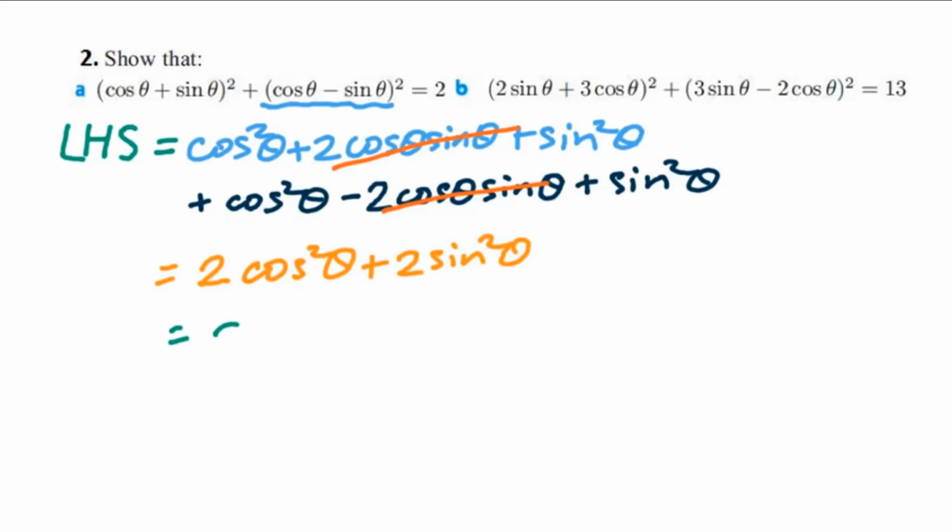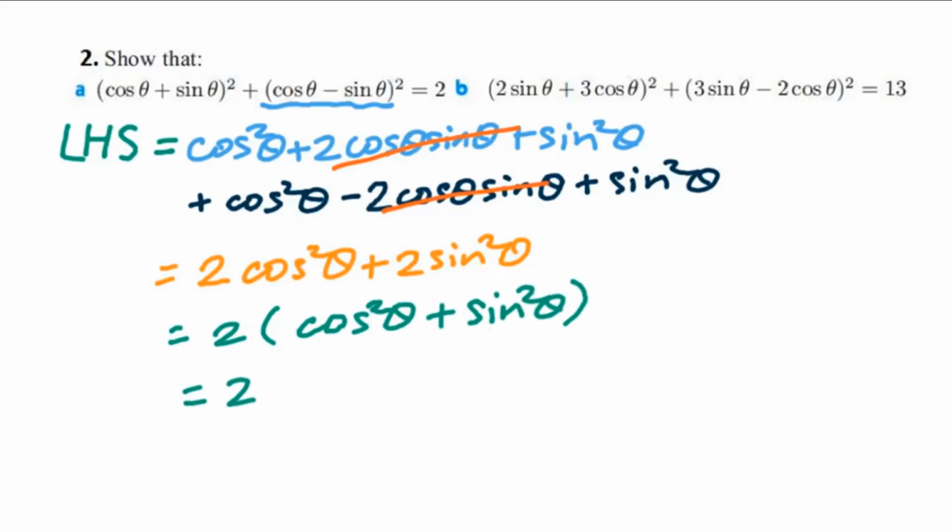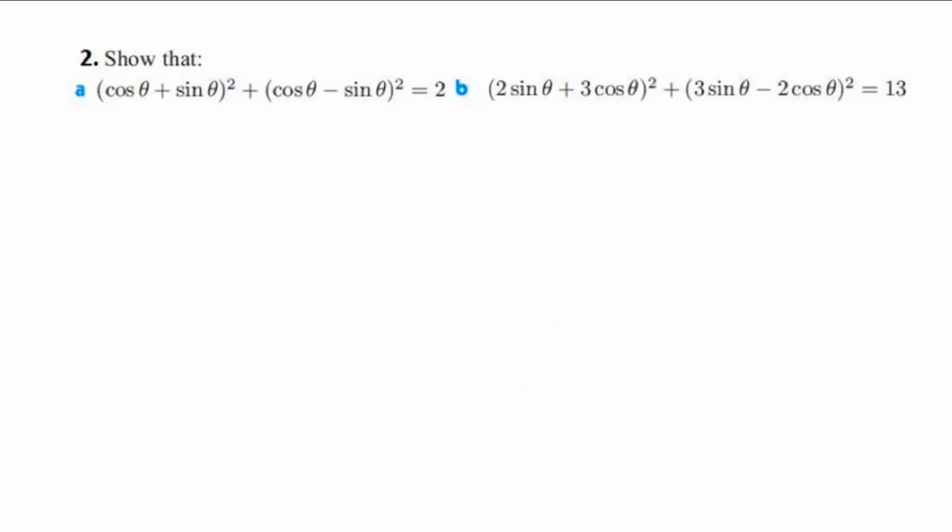Then we take a 2 out. We got cosine square theta plus sine square theta. That is 2 times 1 equals 2. Equals right hand side. Finish proving. For B, we will do the same thing.